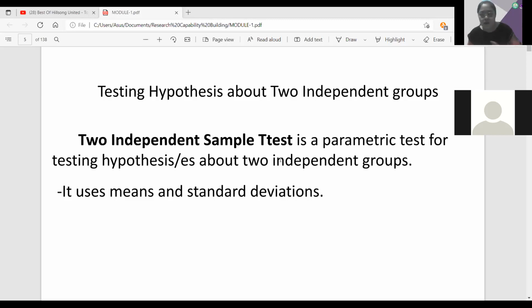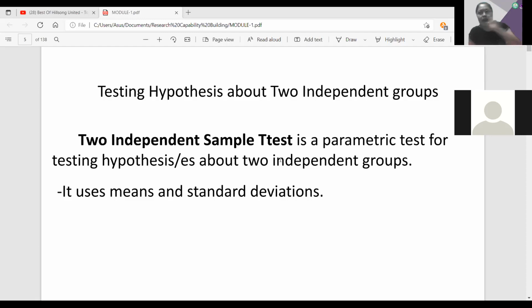But if merong isa or dalawa na yung score ay 10 or 15, that will be very far from the usual scores. So we call that outliers or extremes, and that will actually affect the normality of the distribution of the data. And if that's the case, hindi applicable si t-test here. Okay? Kasi again, number one, normally distributed.